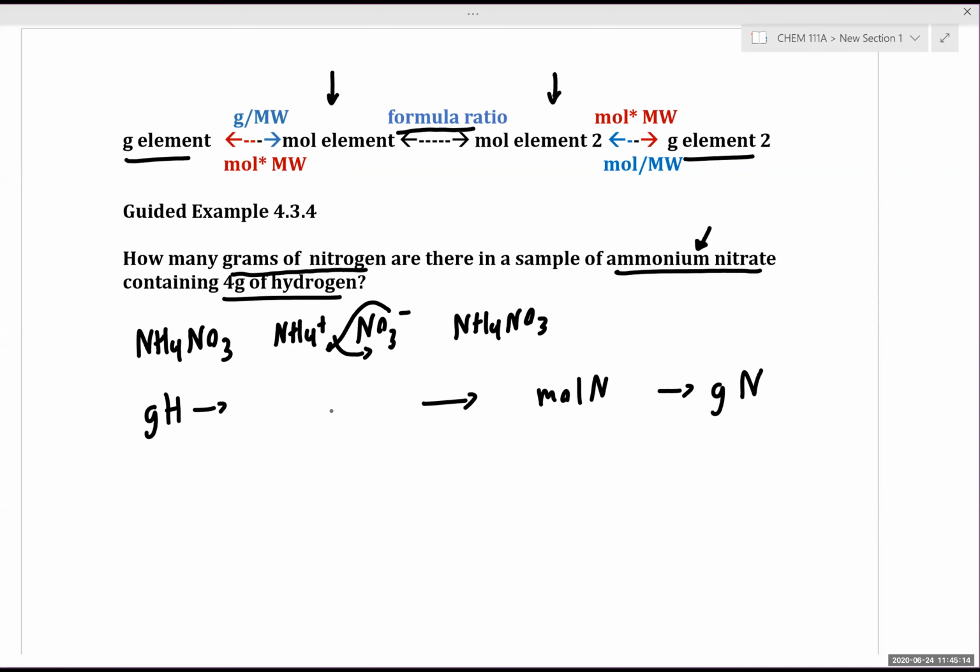Just moles of hydrogen. Yep, exactly right. Perfect. So now we have our problem-solving scheme established.